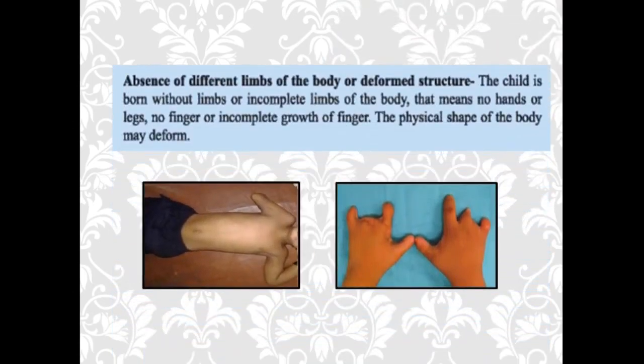Absence of defined limbs of the body or deformed structure. The child is born without limbs or with incomplete limbs of the body. That means no hands or legs, no fingers, or incomplete growth of fingers. The physical shape of the body may be deformed.